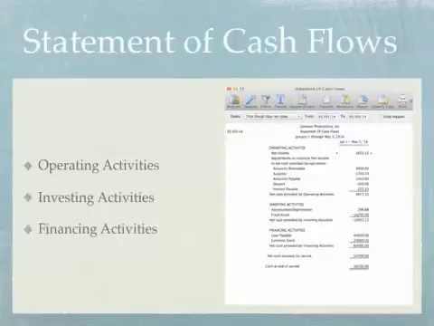This is a statement of cash flows for the company. This statement shows operating, investing, and financing activities. The total net cash provided by operating activities was $4,653.12. The net cash provided by investing activities is negative $13,953.12. And net cash provided by financing activities is $60,000. Total cash at the end of the period was $50,700.